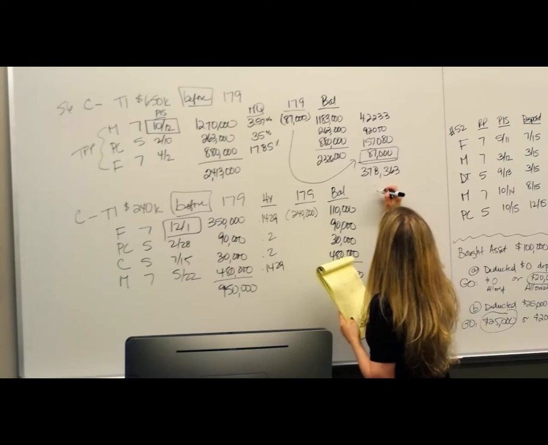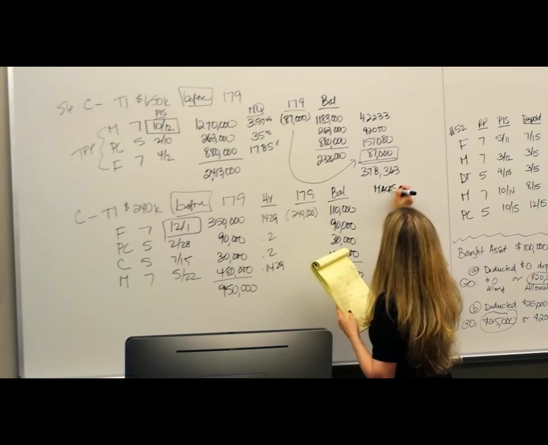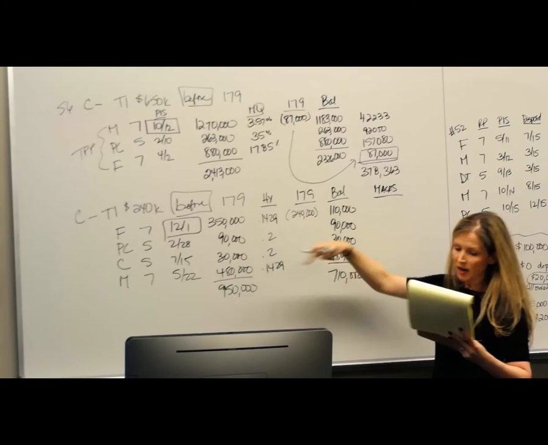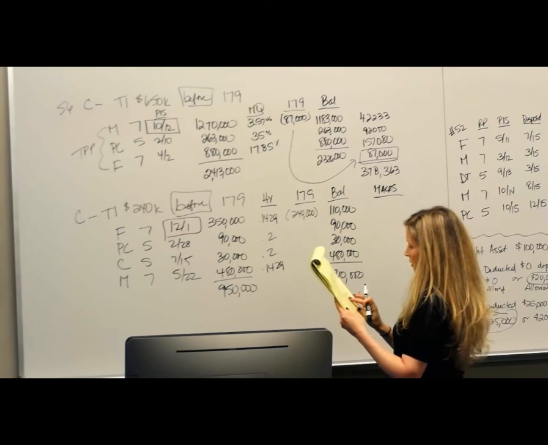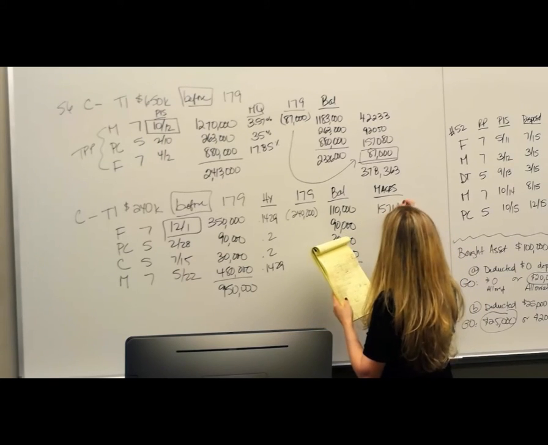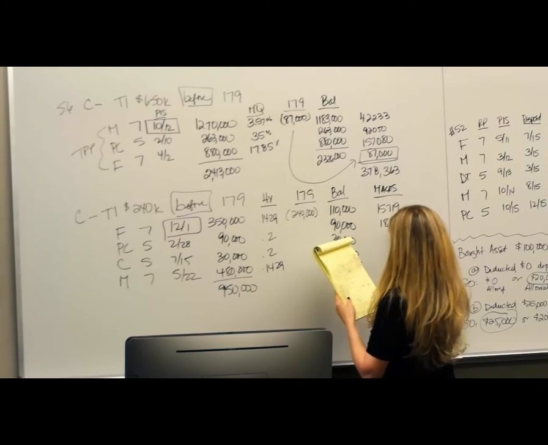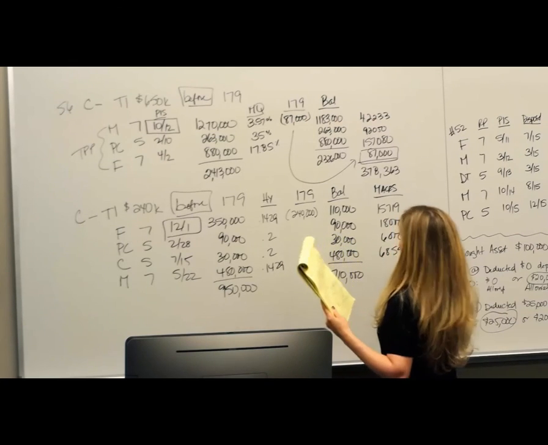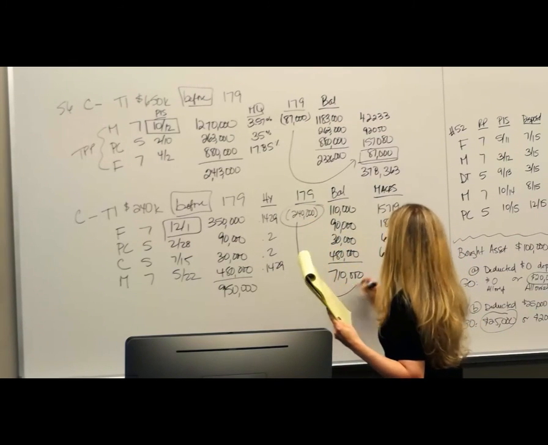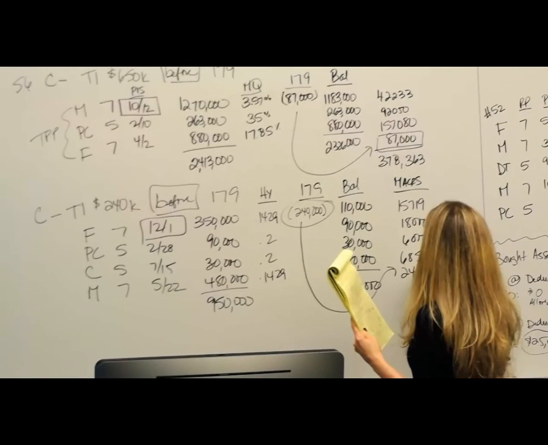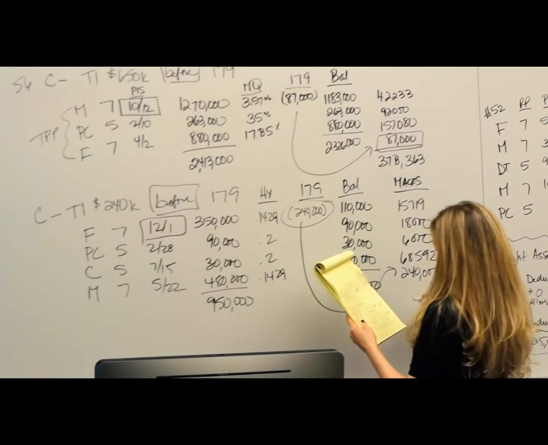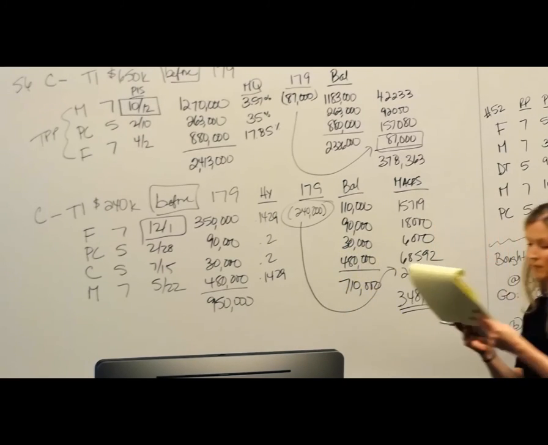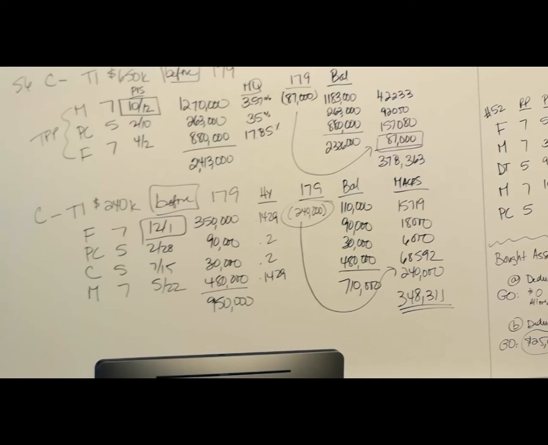So what is my MACRS depreciation? You're going to take the 110 times the 0.1429, and so on, etc. And then don't forget to add this to your total depreciation number, because it is part of your depreciation. Okay? That should be your number for the year.